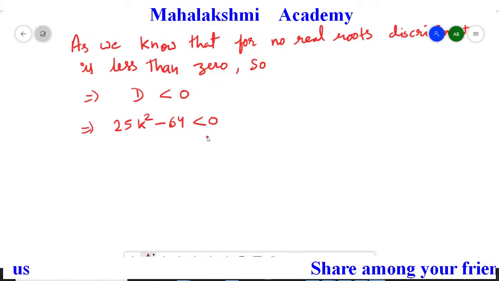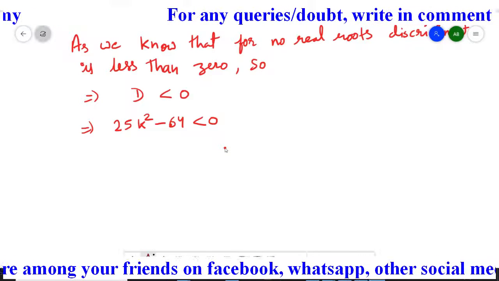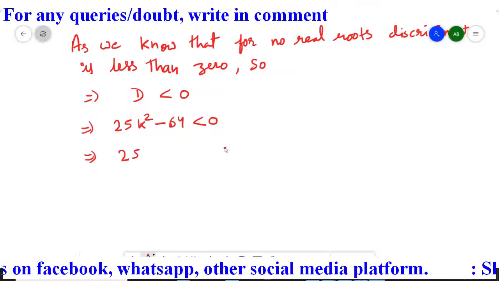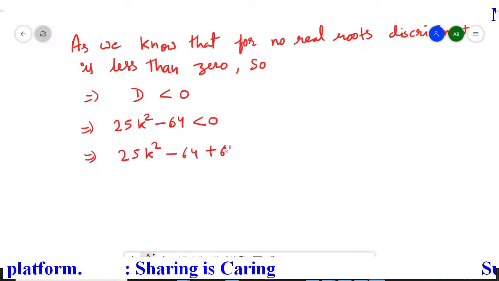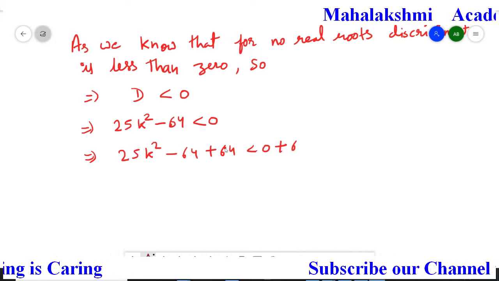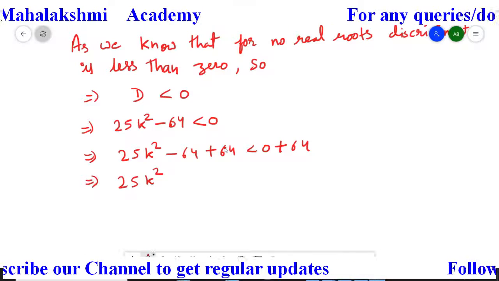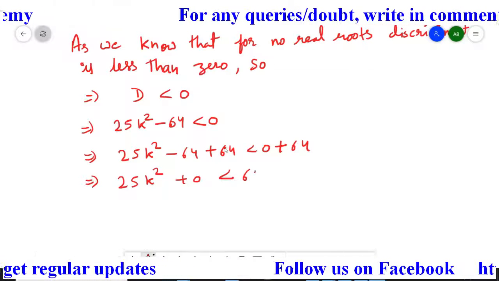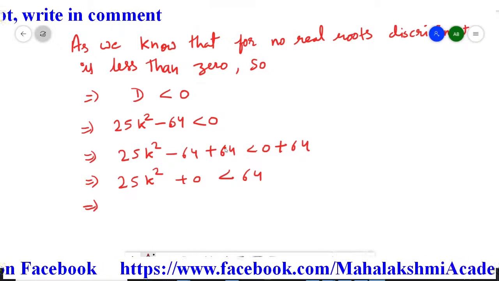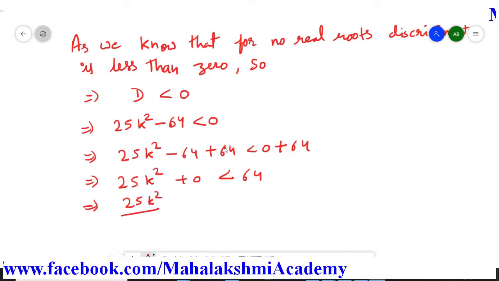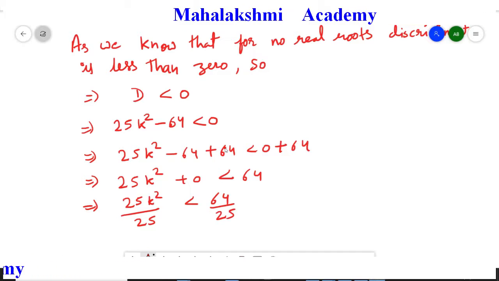So it's an inequation because we got the less than symbol, it's not equal to, so that's why it is named an inequation. To simplify it, we have to get 25k square on one side. In both the sides just add plus 64, so it's going to be 25k square less than 64. Now in the same way, 25 is in multiplication, so to remove 25 we have to divide both the sides by 25. So it's going to be like this.